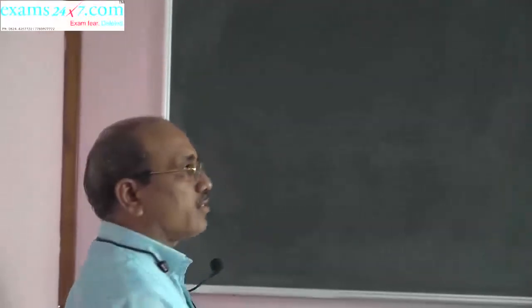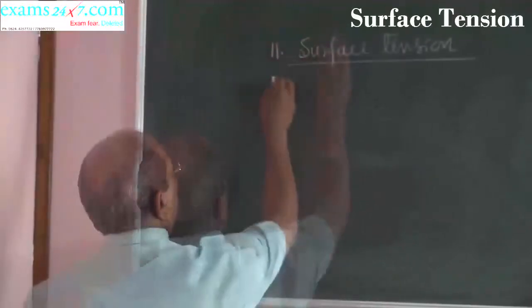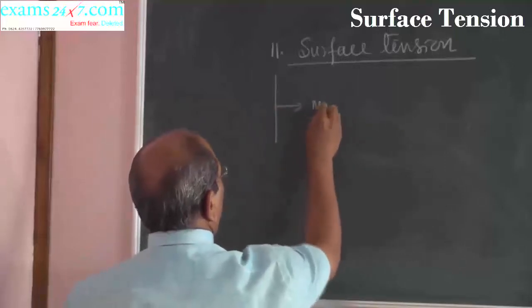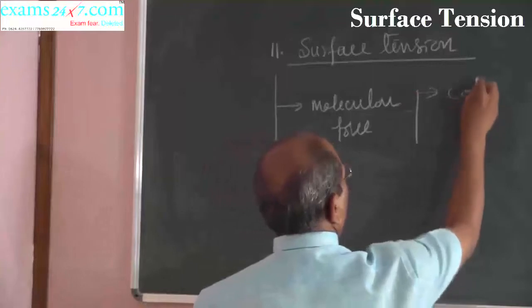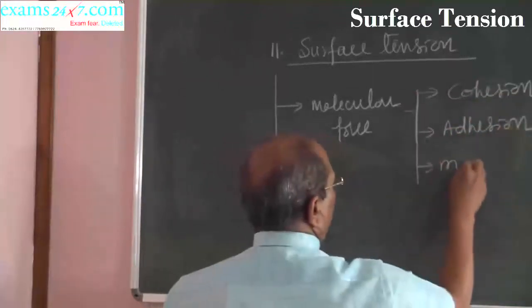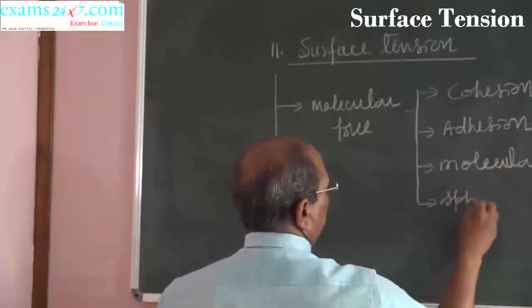Fluid statics. The second unit is about surface tension. So this starts with the forces between molecules. That's about force of cohesion, force of adhesion, molecular range, and the fourth is sphere of influence.